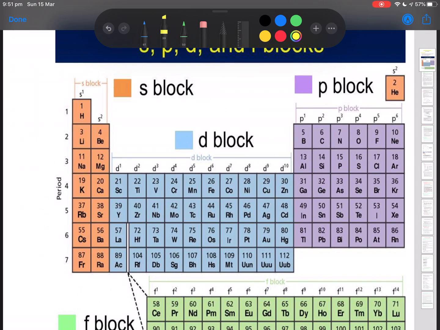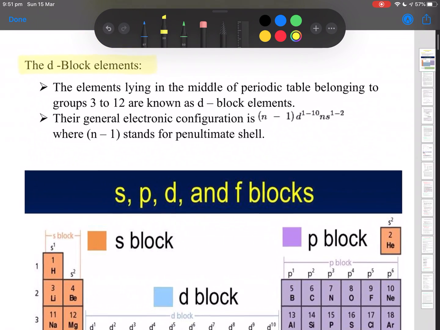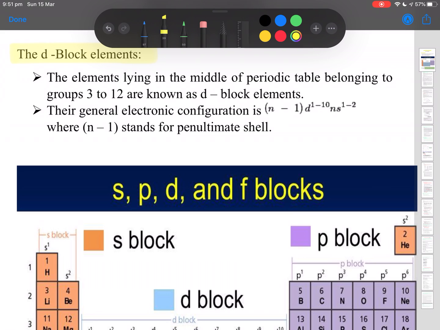So what is special in these D block elements? It's their configuration. Here I'm going to highlight the configuration for you. It's (n-1)d1 to 10 ns1 to 2. What exactly does it mean? n stands for the principal quantum number, which you have already learned in grade 11. This is your general electronic configuration. (n-1)d1 to 10 signifies that n-1 is your penultimate shell, next to the outermost shell, right? If you go from outside to the inside of the atom.